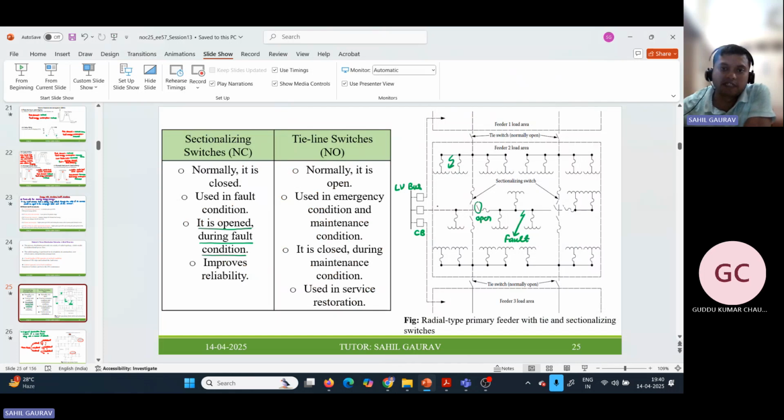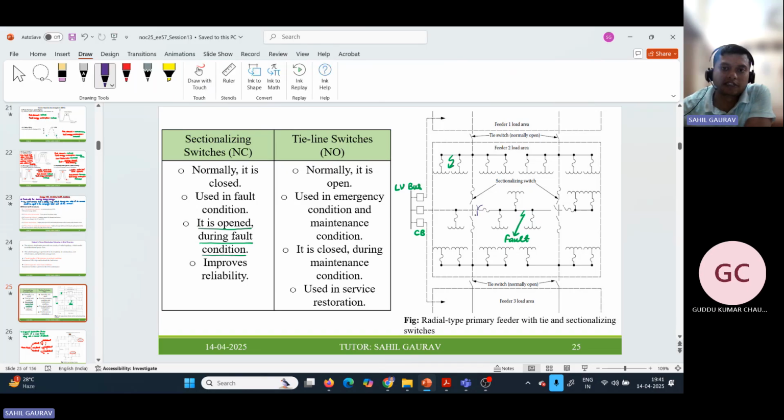So I am telling that whenever a fault happens, suppose a fault happens here, this sectionalizer, which is normally of closed type, becomes open. Initially it is closed, but when the fault happens, it opens and removes the faulty part, and the other part remains. Our primary feeder is providing the power to the other parts. When a fault happens in some part, the sectionalizer switch removes that part.